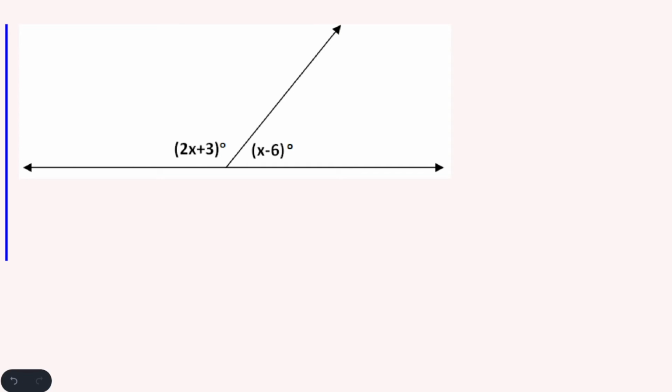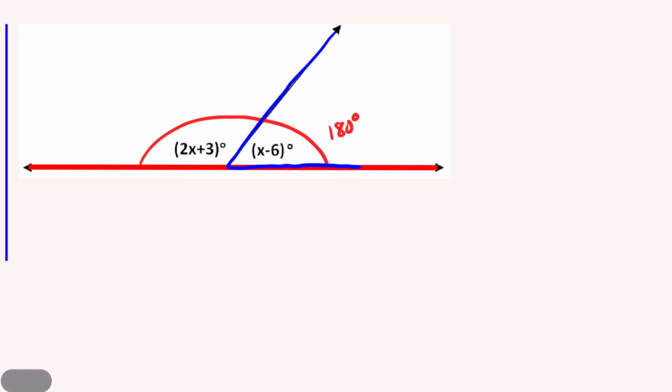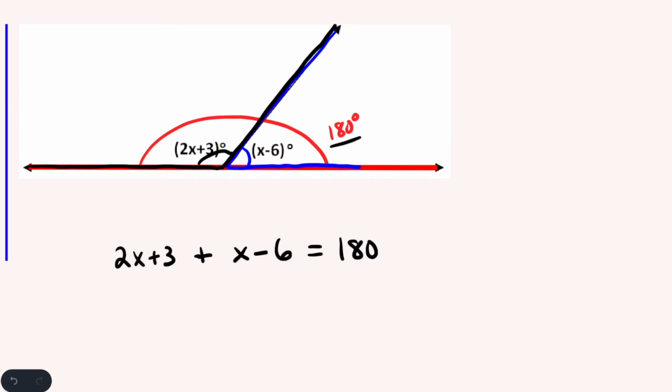Now as we're looking through this problem, we see a straight line angle, and we know that a straight line angle is altogether 180 degrees. This straight line angle has been split into two portions. The first portion is angle x minus 6, combined with the portion that's 2x plus 3. Altogether, these two portions added together must be equal to 180. So 2x plus 3, whatever angle that is, plus the angle x minus 6 must be equal to 180.